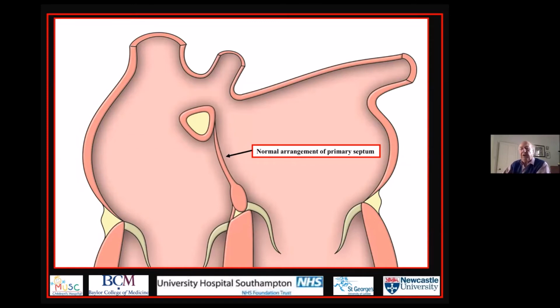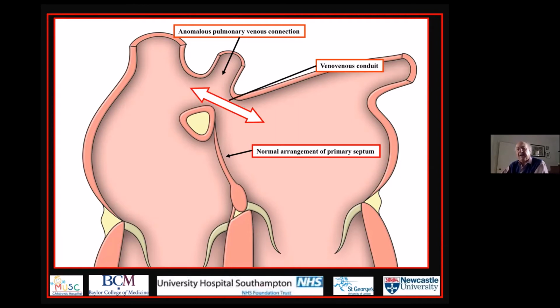There is a normal arrangement of the primary septum, and there is the phenotypic feature. It is the anomalous connection of a pulmonary vein or more pulmonary veins to the superior caval vein, but with those veins retaining their left atrial connection. And it is that anomalous connection that is producing this conduit, which is a veno-venous bridge between the cavity of the right atrium and the cavity of the left atrium. And it is outside the confines of the oval fossa.